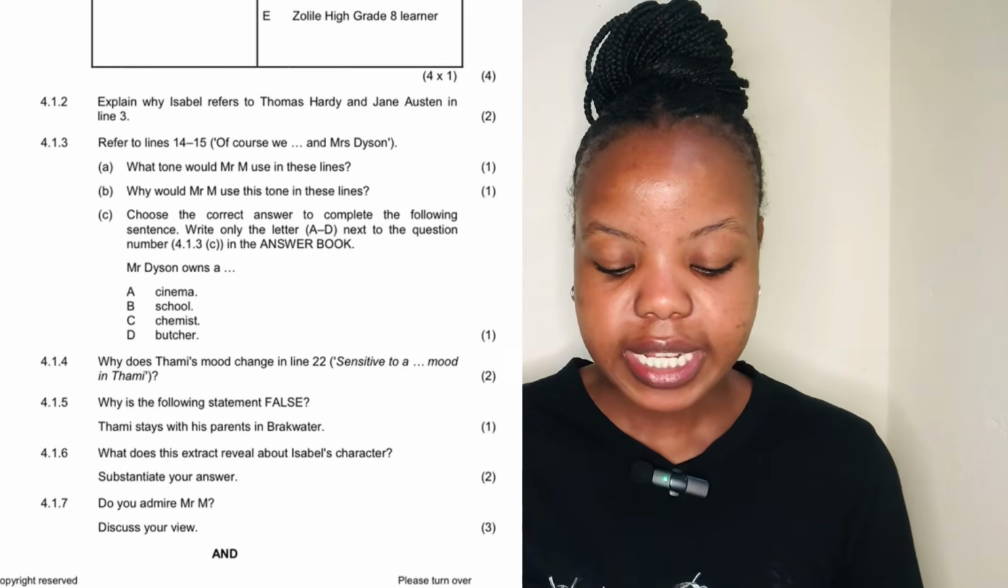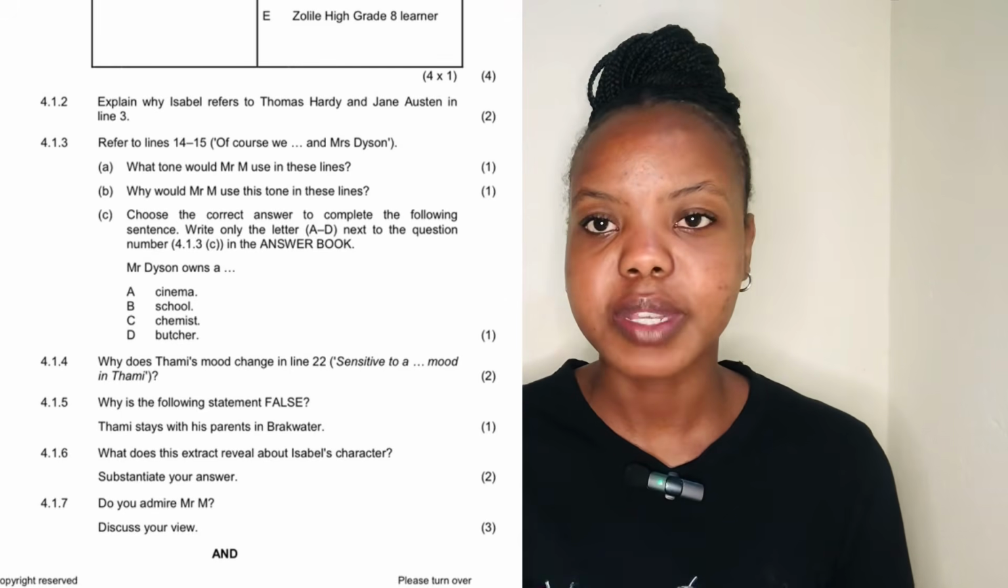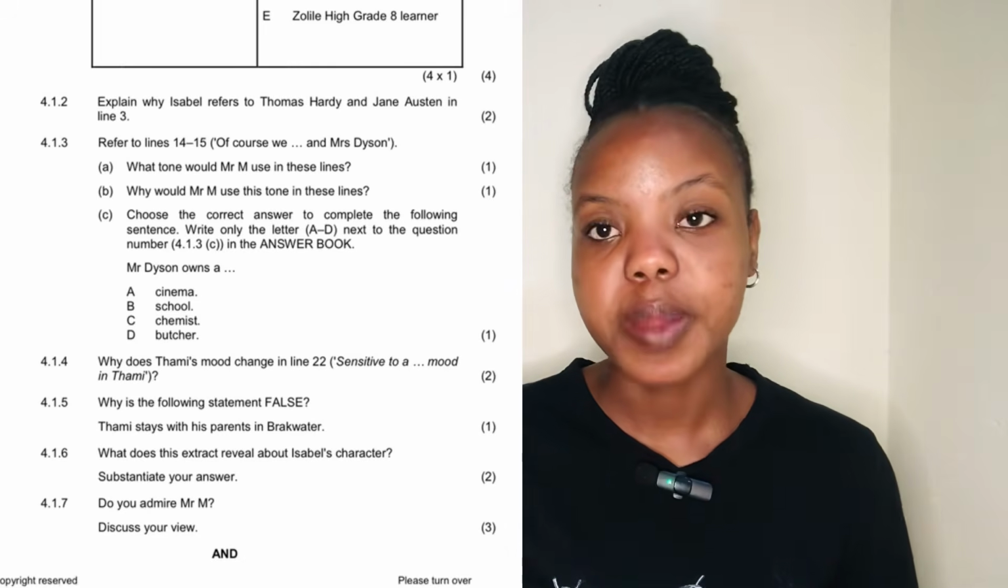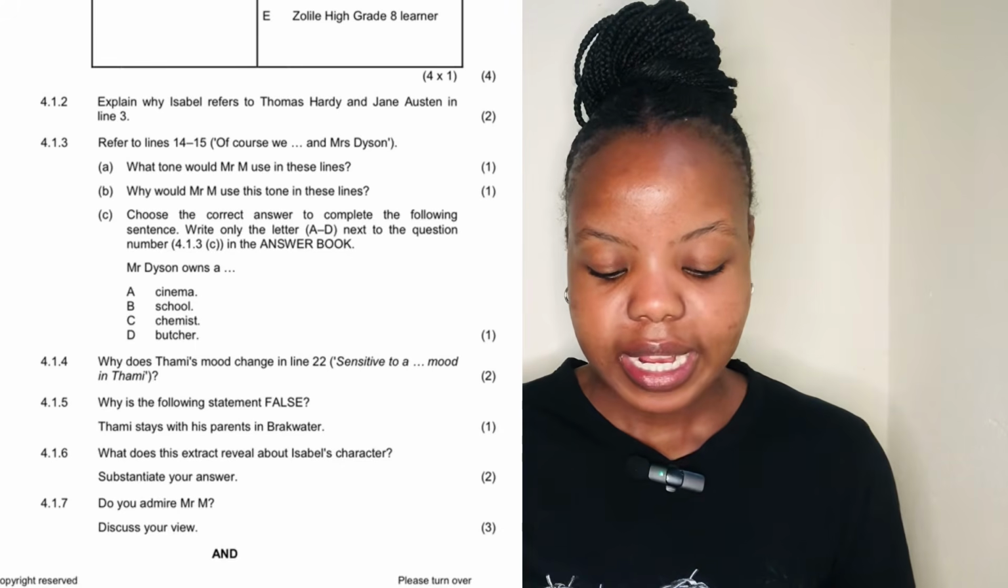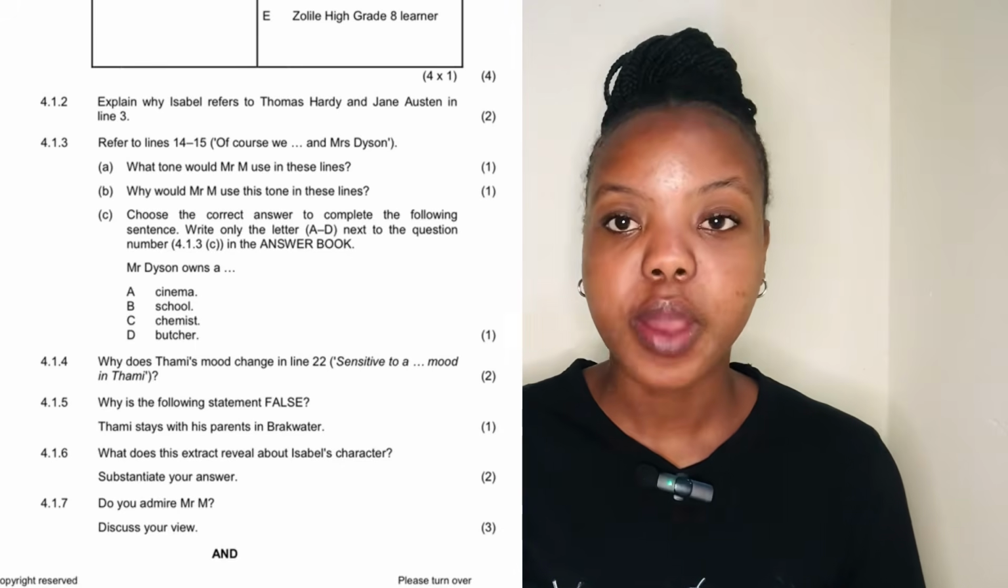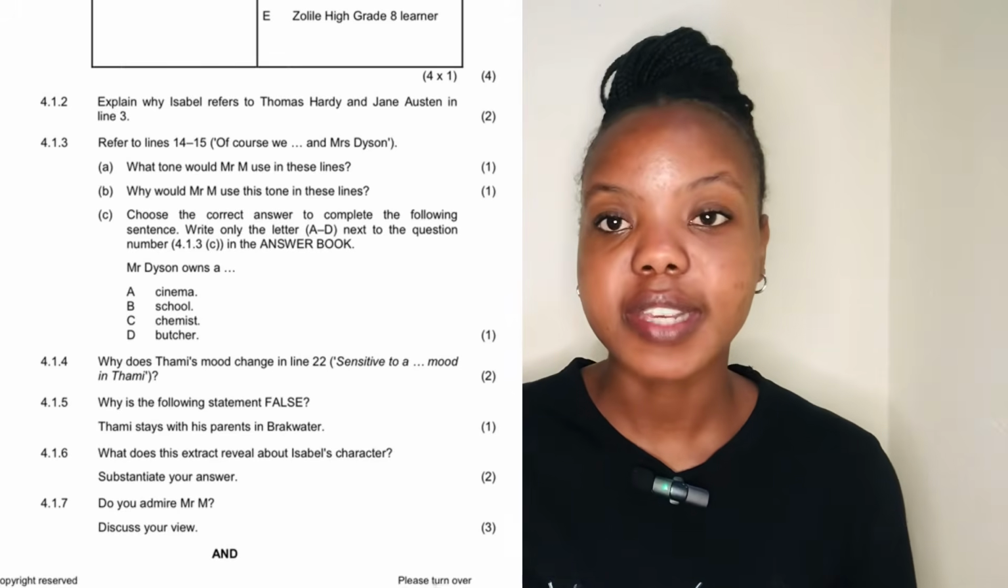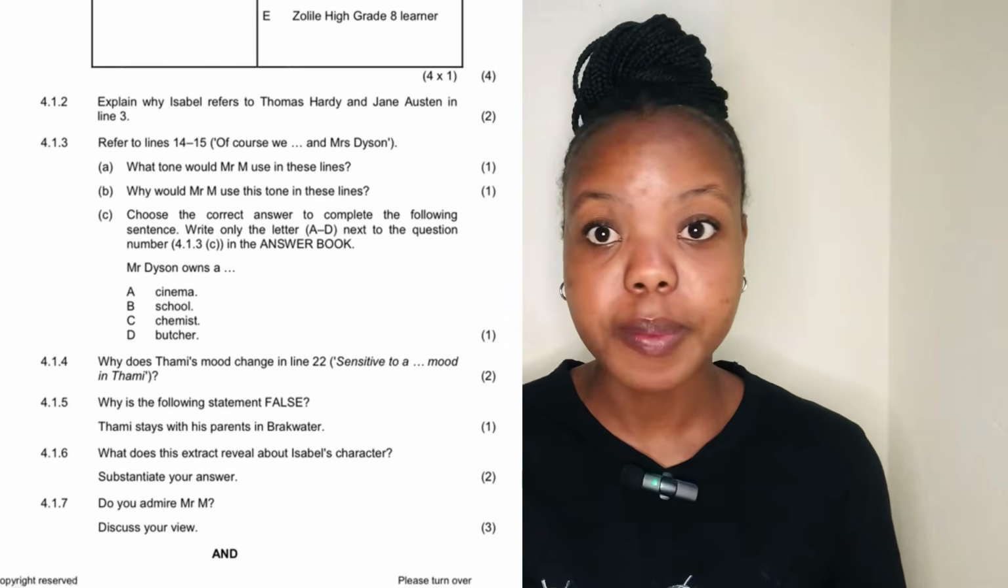Tammy stays with his parents in Brackwoods. This statement is false. Why? Simply because Tommy stays with his grandmother, or he stays with his married sister in Blackwater, or Tommy does not live with his parents as they live in Cape Town. And then you have your 1 mark.